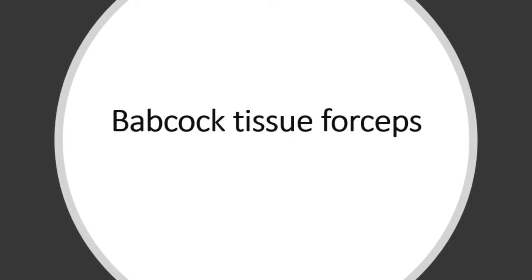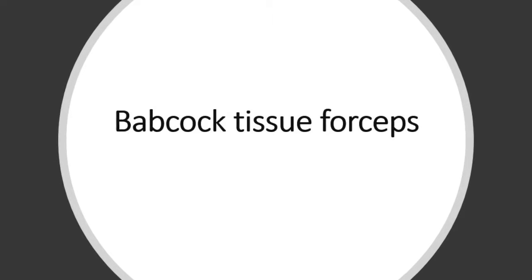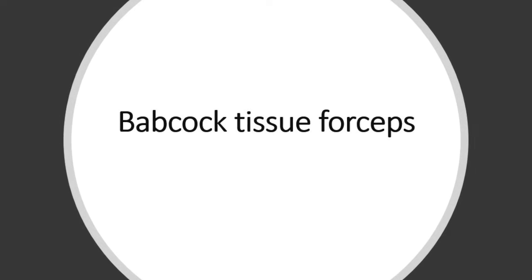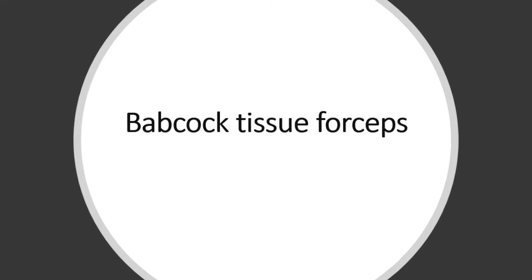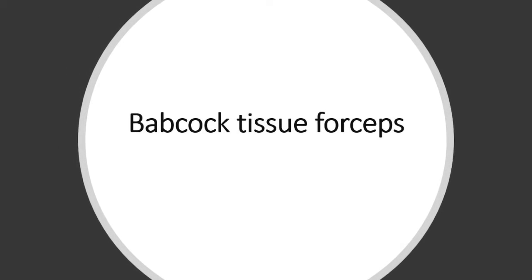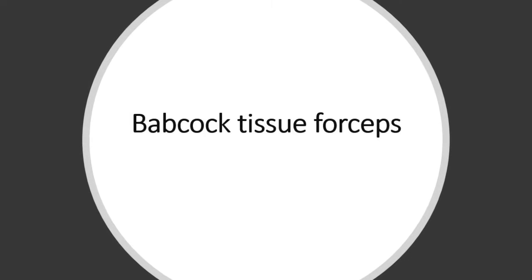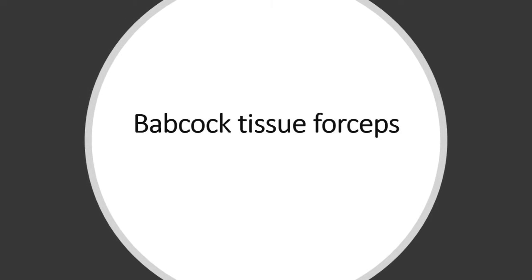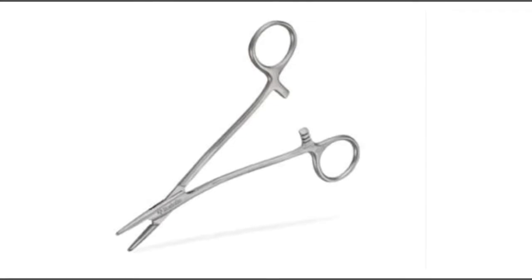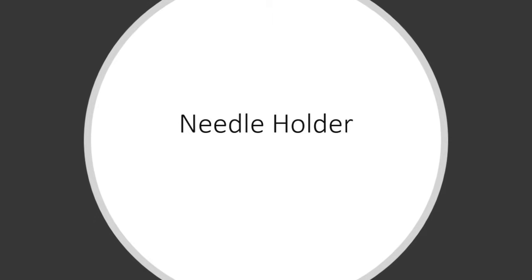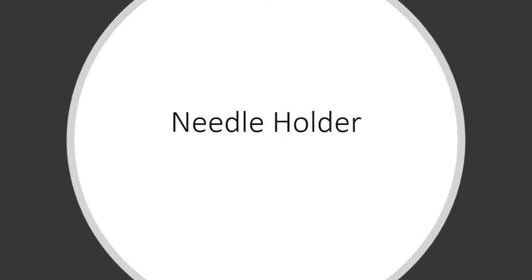Right, so this is a Babcock tissue forceps. Now, you may recall using this when you perform, for example, surgical sterilization, and this is something that you would hold your fallopian tube with. Okay, this is the third surgical instrument.